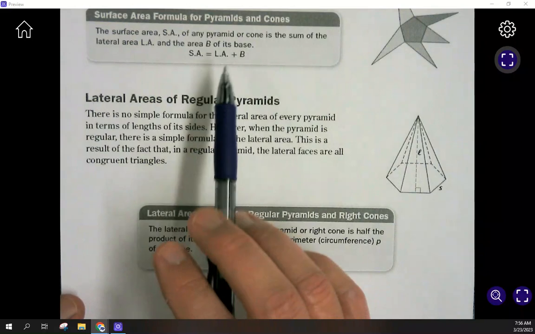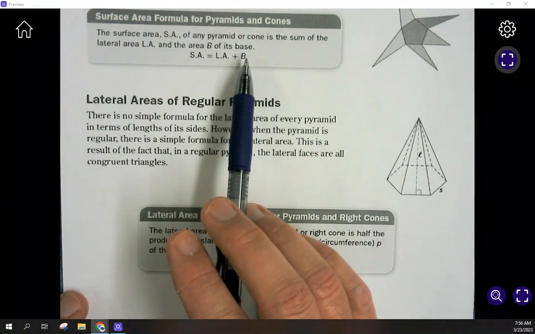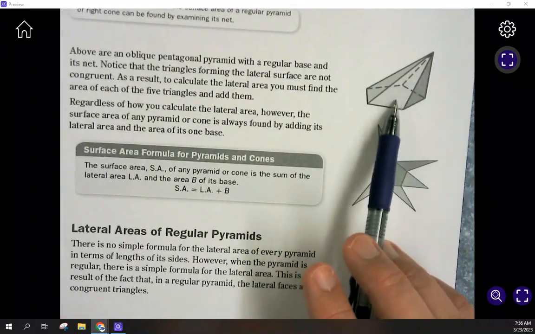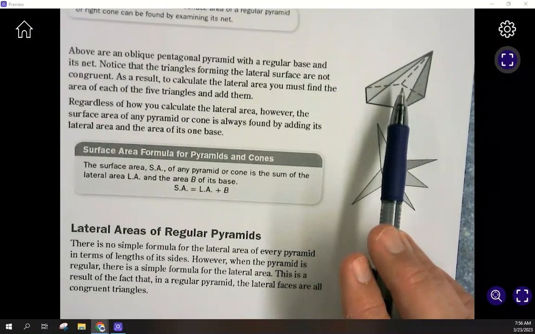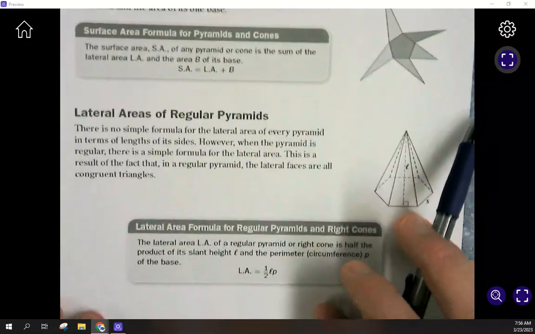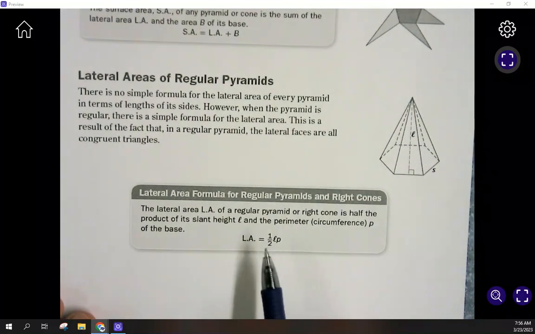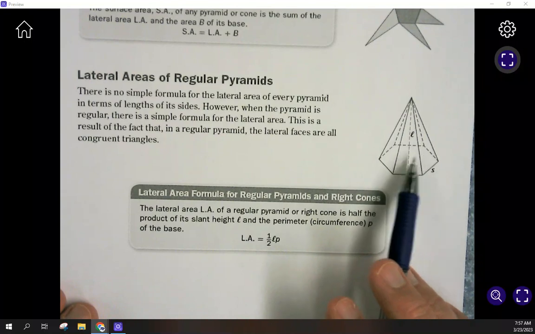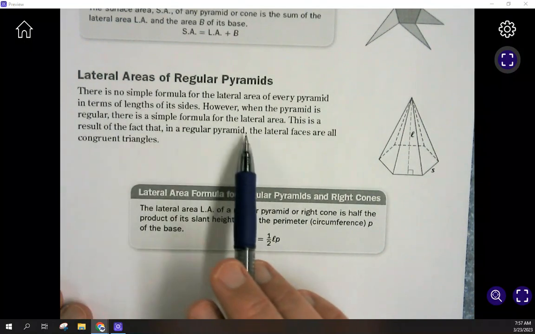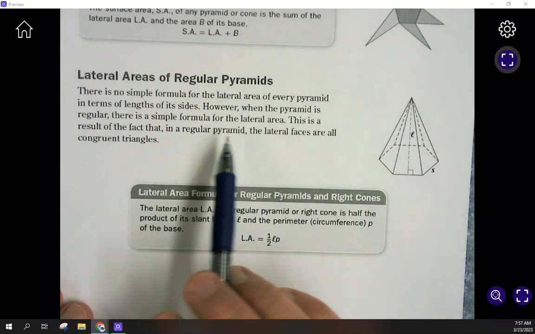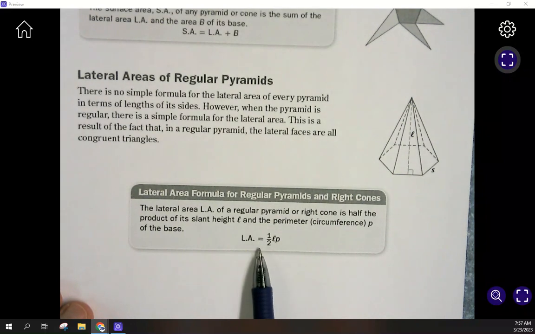So we are still going to be using this when we do surface area, lateral area plus the area of the base. So even on a shape like this, we know how to find the area of the base. It's the lateral faces that are a little bit tricky. Now they're triangles, we could figure those out. But just like we saw with our prisms and cylinders, there is a lateral area formula that will work when we have a nice right regular pyramid. All right, so it says there's no simple formula for the lateral area of every pyramid. However, when the pyramid is regular, there is a simple formula for lateral area, and it's right here.